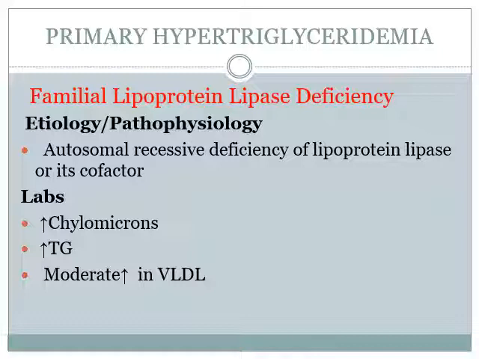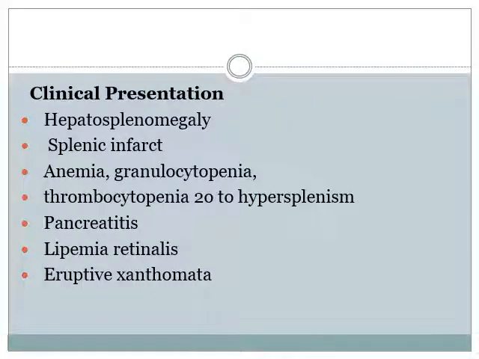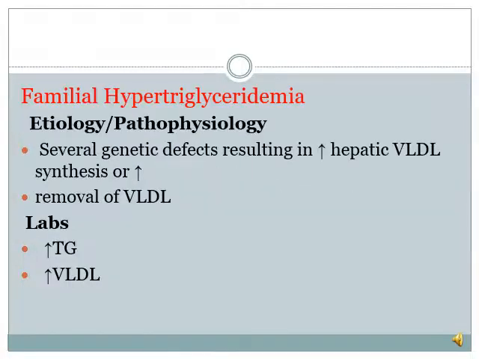When we investigate our patient, we will find increased chylomicron, increased triglyceride, and a moderate increase in VLDL. It presents with hepatosplenomegaly, splenic infarction, anemia, granulocytopenia, thrombocytopenia, pancreatitis, lipemia retinalis, and eruptive xanthomas.